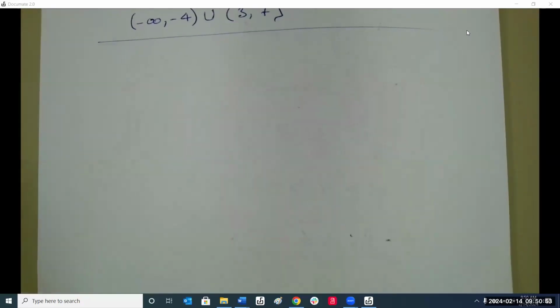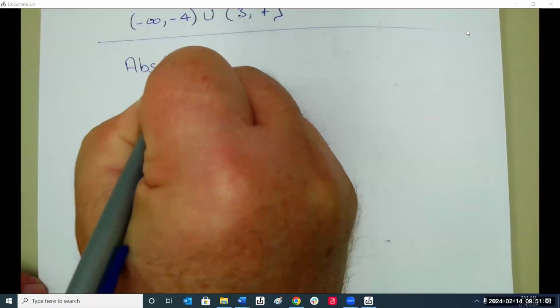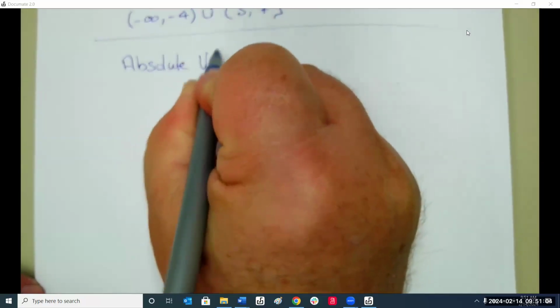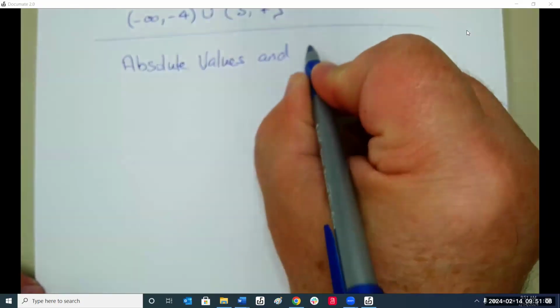Let's finish up chapter 1, section 6. So we learned all about inequalities. Now we're going to look at absolute value and inequalities.